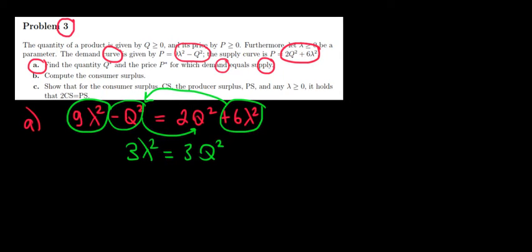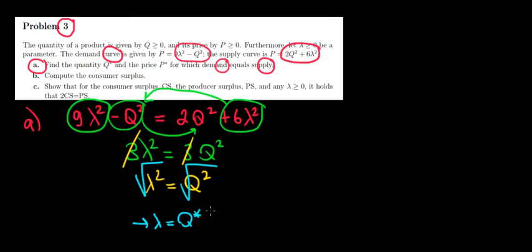Now we can cancel out some stuff because this is an equation. 3 and 3 goes away. So we're left with lambda square equals Q square. We're going to take the square root on both sides because we can do so. So we take the square roots, meaning that lambda is equal to the equilibrium quantity.